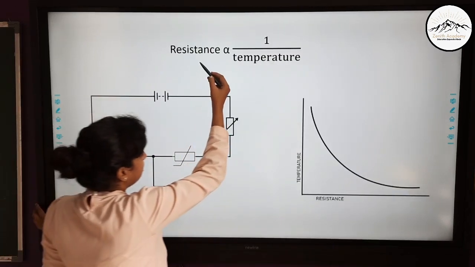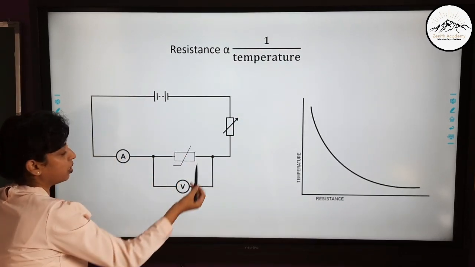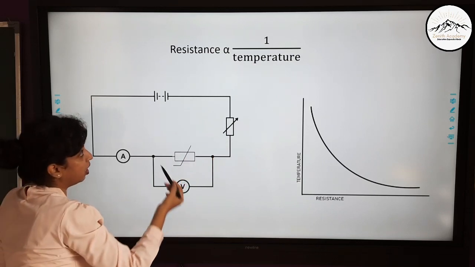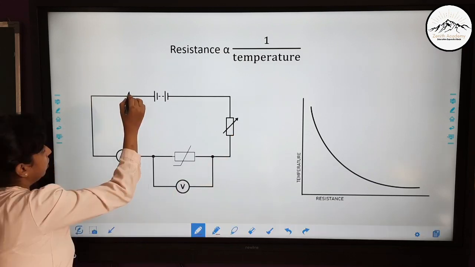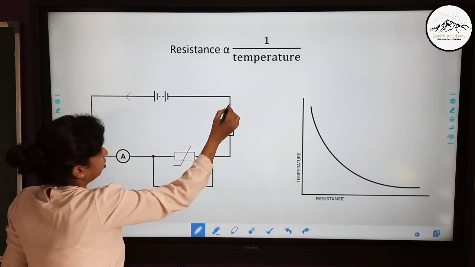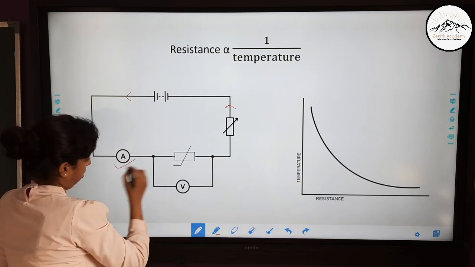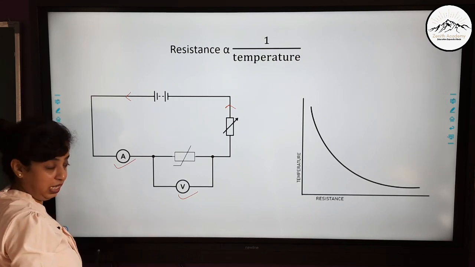So we know that in a thermistor, resistance is inversely proportional to temperature. So if I replace the resistor in the original Ohm's law circuit and attach a thermistor and keep on changing this rheostat, now if I keep the circuit on, the current will flow like this, and if I note the current and voltage and try to plot a graph, it will not be a linear graph.